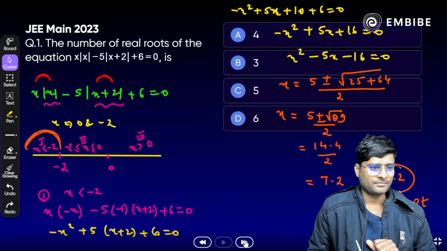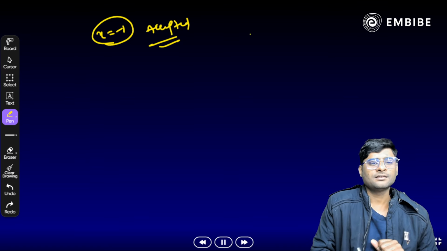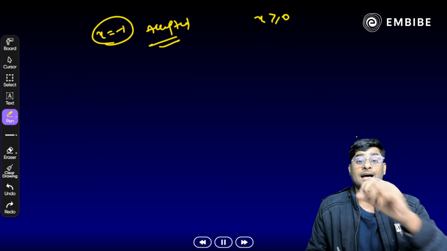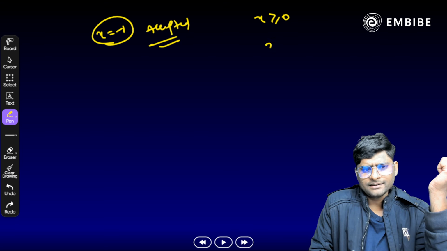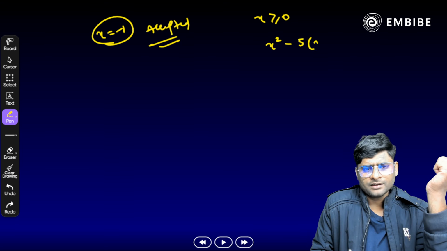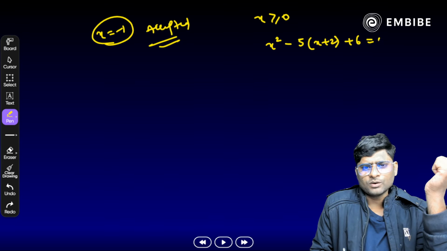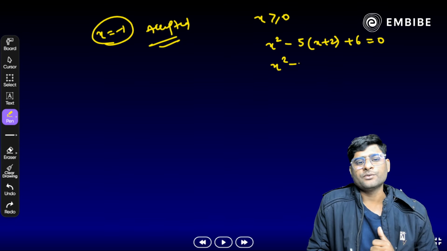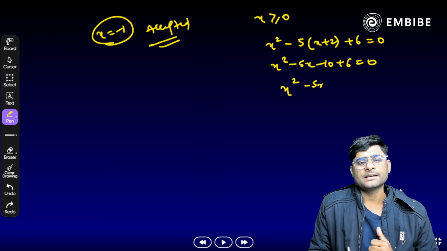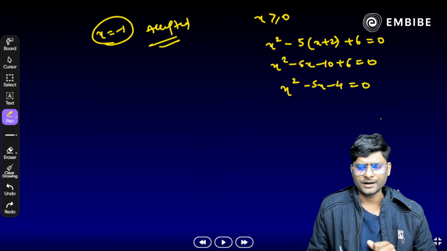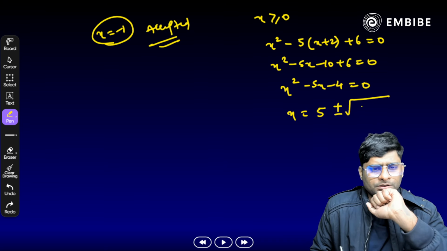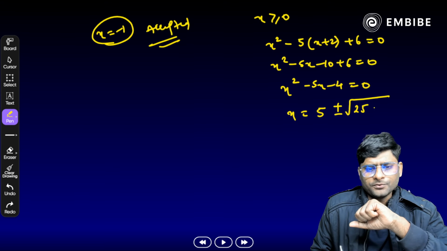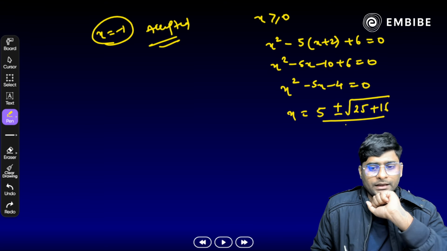In the last region, when x is more than or equal to 0, both must be positive. It could be written as x square minus 5x plus 2 plus 6 equal to 0, or x square minus 5x minus 10 plus 6 equal to 0, or x square minus 5x minus 4 equal to 0. Again, quadratic formula: x equal to minus b plus minus root of b square minus 4ac, plus 16 upon 2a.